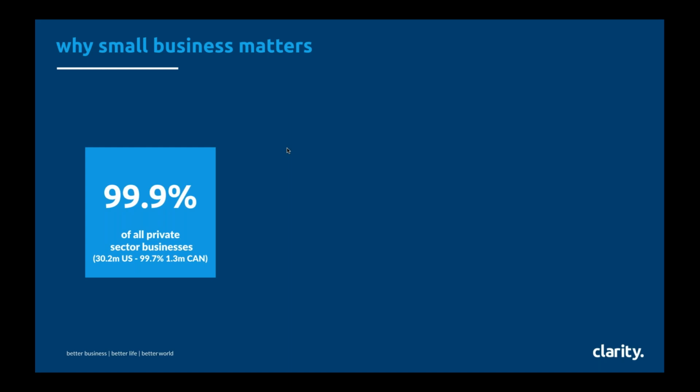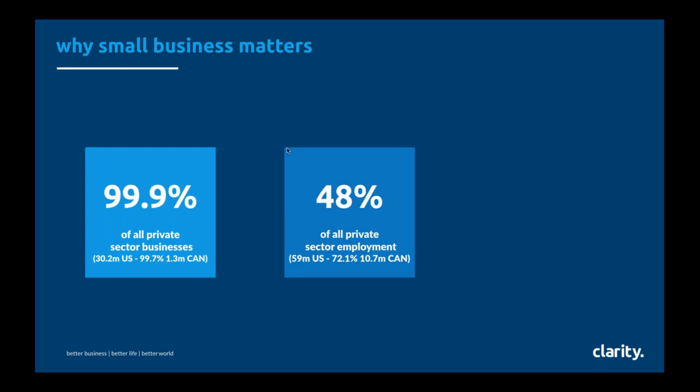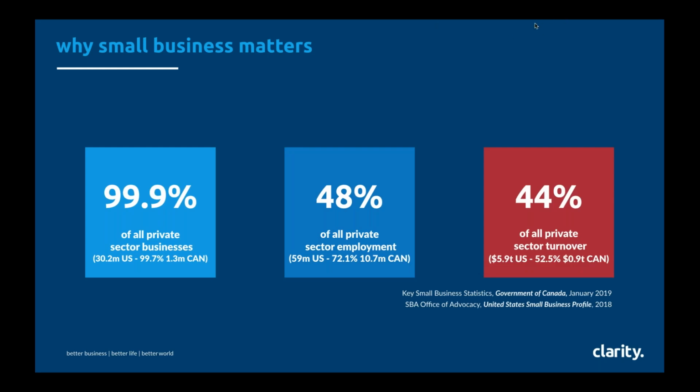If we just bring that to the US, small businesses represent 99.9% of all businesses, and there are 30.2 million of them. The numbers in Canada are pretty much similar as well, if we've got any Canadians on the line. They represent 99.97% of businesses in Canada, and 1.3 million actual businesses. When you look at private sector employment, small businesses in the US employ 48% of all private sector employees, and that's 59 million people in the US. And the contribution to the economy is absolutely whopping as well at 44%, contributing 5.9 trillion to the US economy.